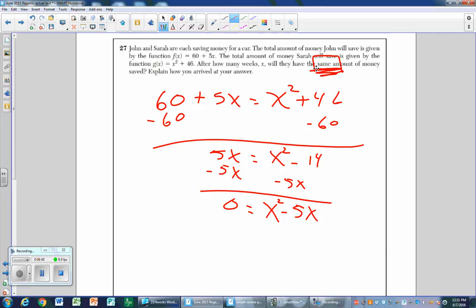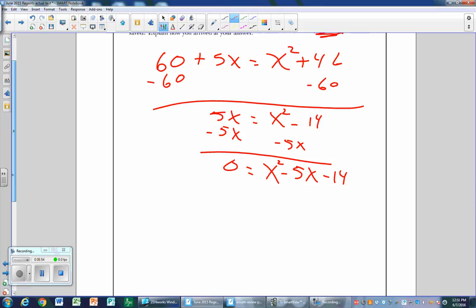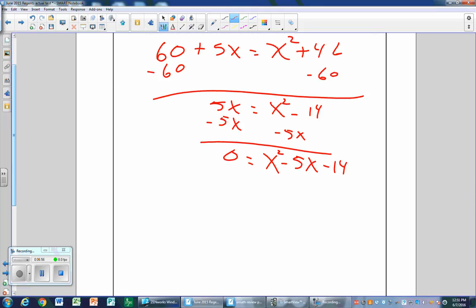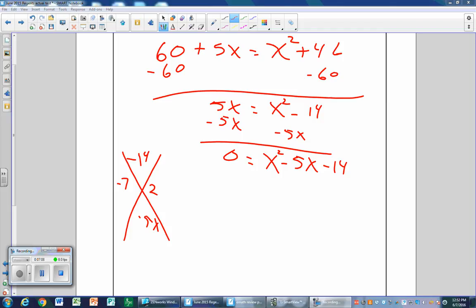Please don't do x squared minus 5x equals negative 4x. Please don't do that. They're different animals. Okay. Now, you can factor it. What two numbers multiply to be negative 14 and add up to be negative 5? You can also complete the square. Remember, completing the square will solve every factorable problem.